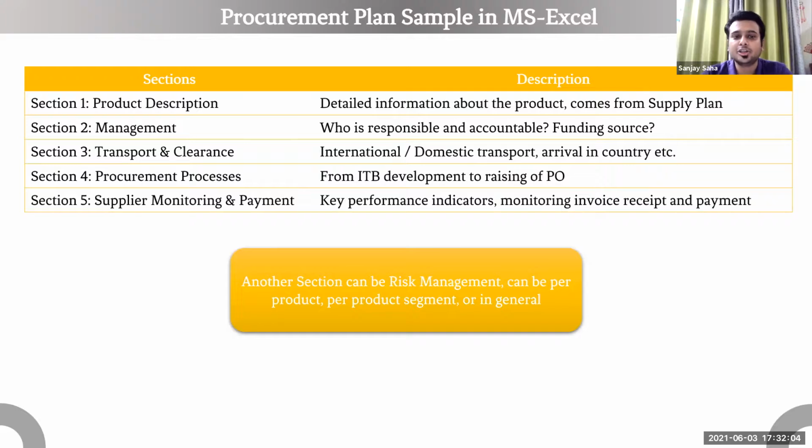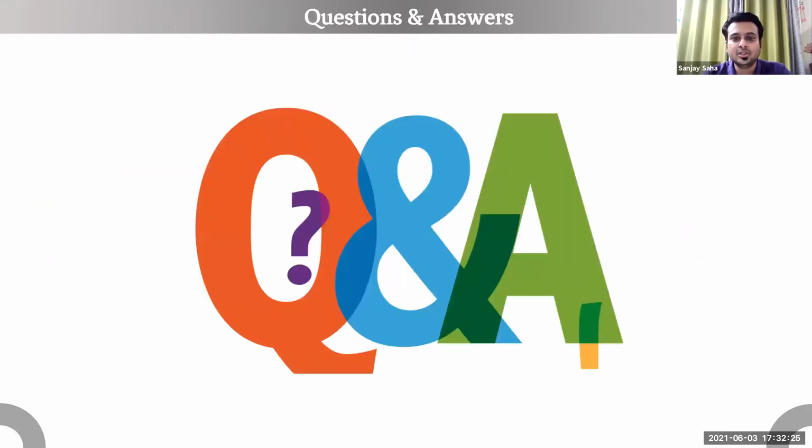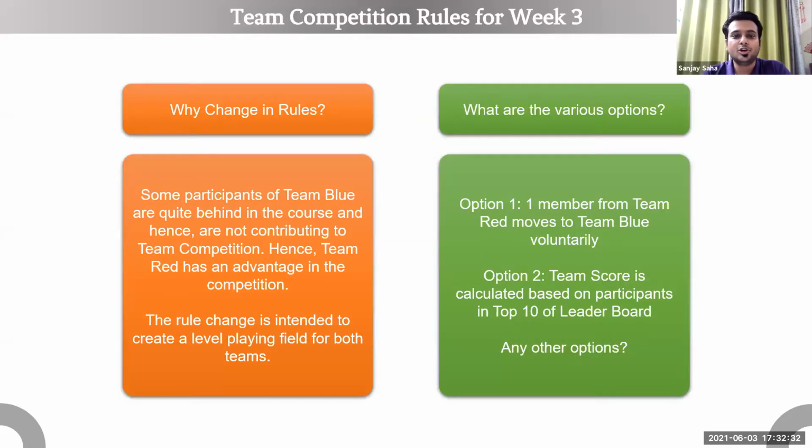Again, this slide is talking about the different sections in a procurement plan. Like I said, other sections can be risk management. You can also create sections as per product segments, or if you have any other categories which are used in organizations, you can also add them into your procurement plans. This I've already shown you. Last, if you have any questions and answers, then we'll move on to the issue of Team Blue versus Team Red, which is the final order of business for today's session.